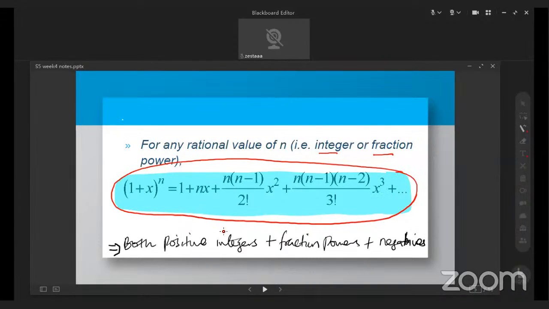This one can work for all, but specifically for negative powers and fractional powers. So that's why I am saying that for this one, you can use the positive integers, we can also use the fractional powers as well as the negatives. But primarily, it is taking on the negatives and also the fractionals.